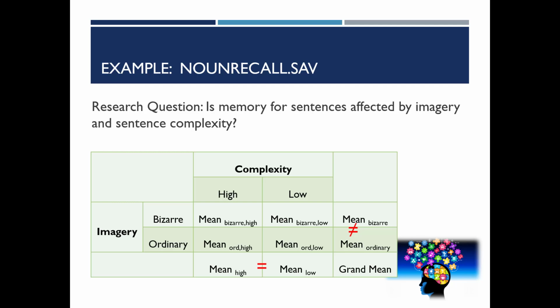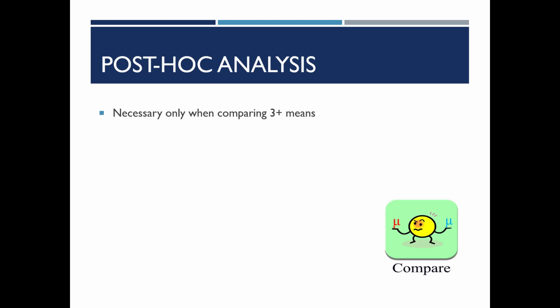The question with the post hoc test is whether these means differ amongst themselves, and so which means are different from one another. That is what we're trying to figure out using our post hoc analysis. Again, you need a post hoc test only when you're comparing three or more means, which we are doing by looking at the interaction effect.